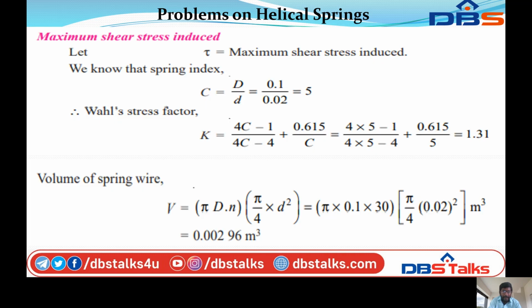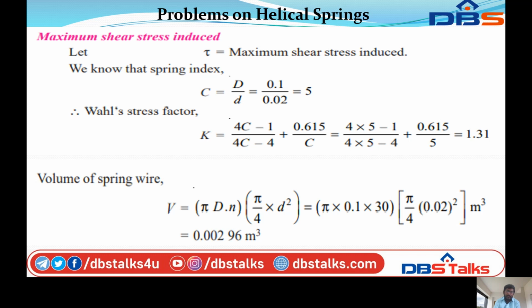First, you can calculate the maximum shear stress induced. Let tau be the maximum shear stress induced. We know the spring index, and we already know this formula: C is equal to capital D by small d, that is equal to 0.1 by 0.02, that is equal to 5. The Wahl stress factor K is equal to 4C minus 1 by 4C minus 4 plus 0.615 by C, that is equal to 4 into 5 minus 1 by 4 into 5 minus 4 plus 0.615 by 5. So finally, K is equal to 1.131.